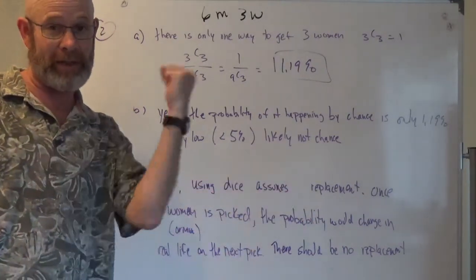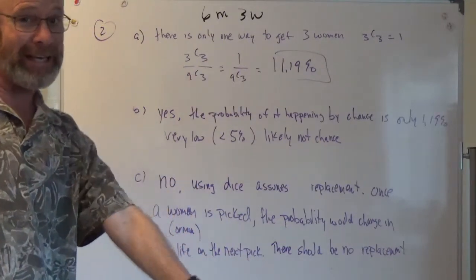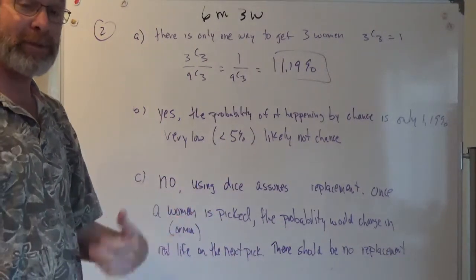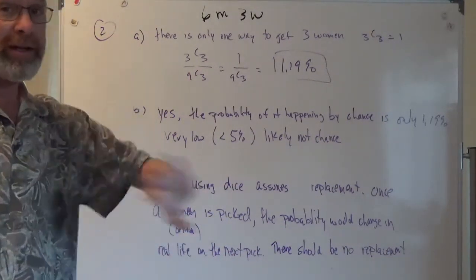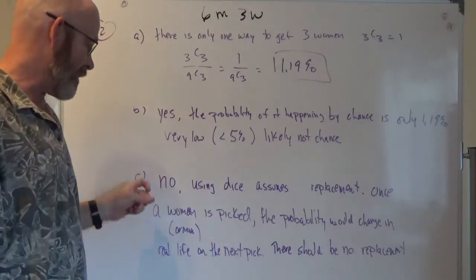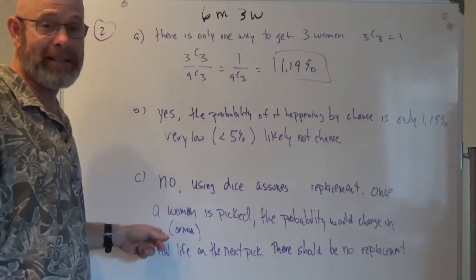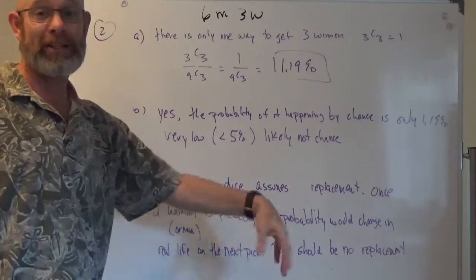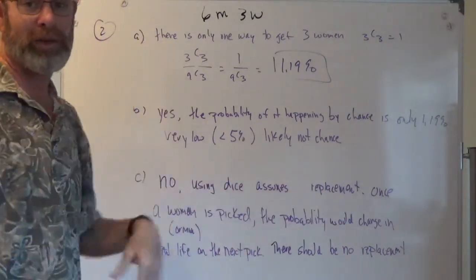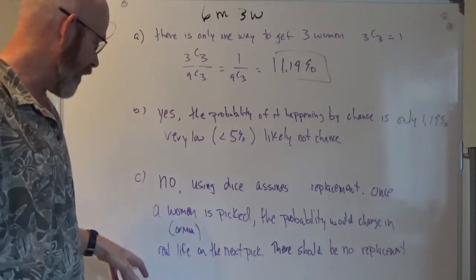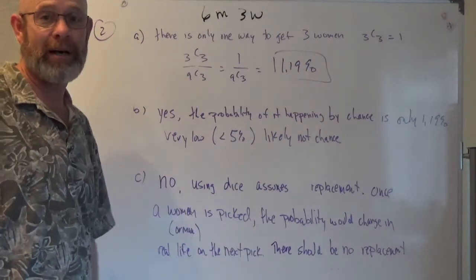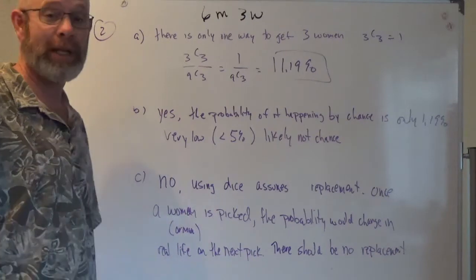It's the same thing as picking someone out, putting them back in, because those probabilities don't change when you use the dice, but they should change in the real world. Pick one, they're gone, right? So the best answer is no. Using dice assumes replacement. Once a woman is picked, or a man, doesn't matter which one, the probability would then change on the next roll, so you'd have to do something different. In real life, in the next pick, there should be no replacement. So that's it for 1 and 2.